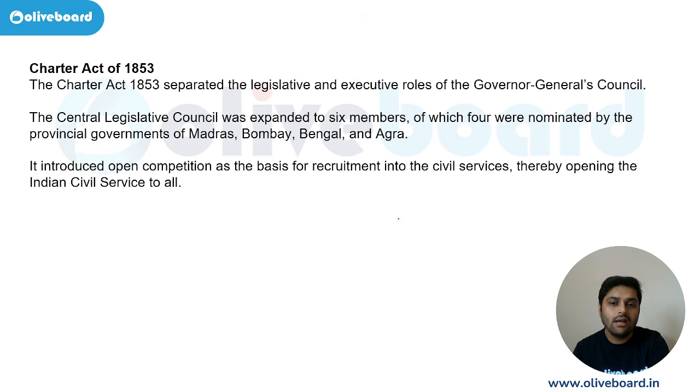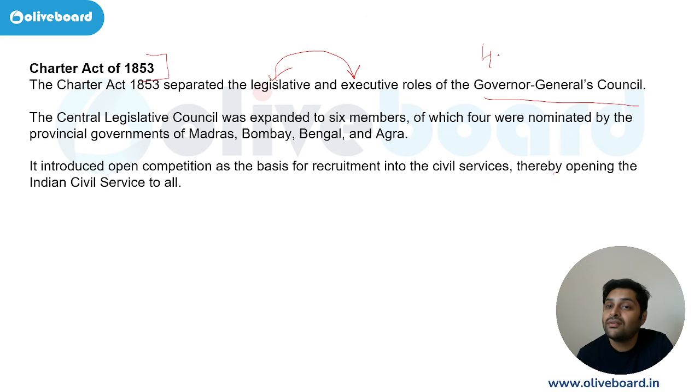Plus 20 comes 1853. So next came the next Charter Act, 1853. What it did, first thing it did was it separated legislature and executive of the Governor General's Council. Earlier four members, then one was subtracted, became three. Now the legislative and executive roles were separate.